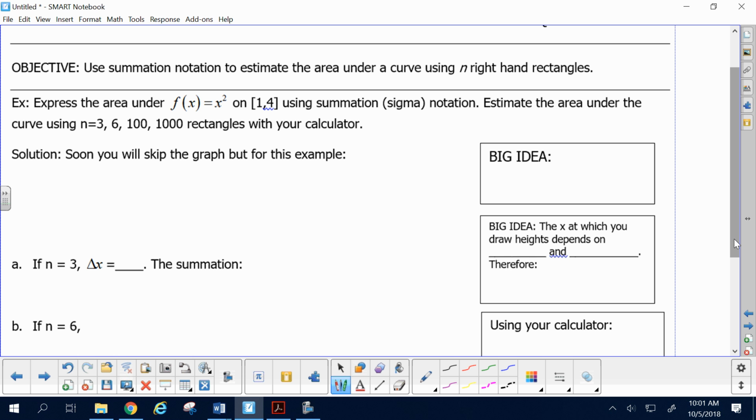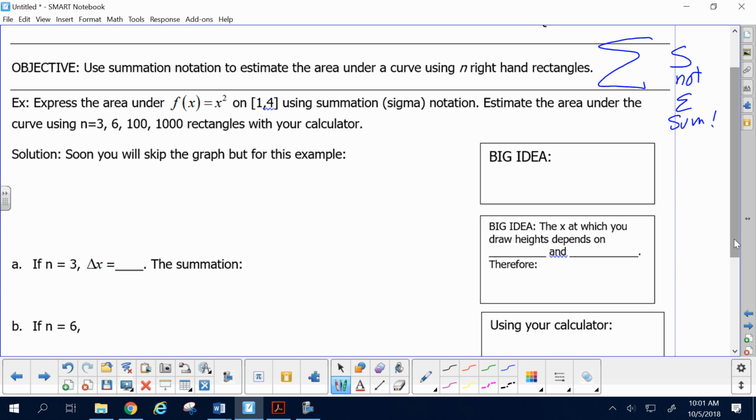Summation notation, or sigma notation. Let's get very clear here. When you see this, think S, not E. That is an S, a Greek S, not a Greek E. It stands for sum, okay? Sum.